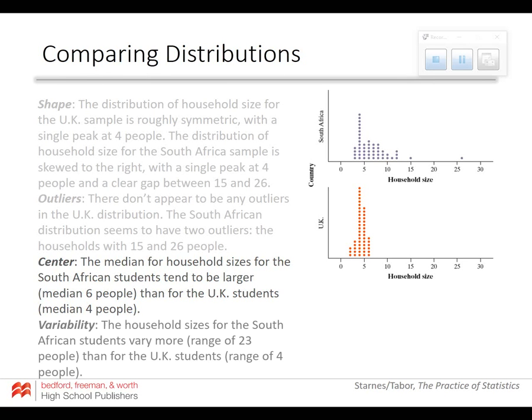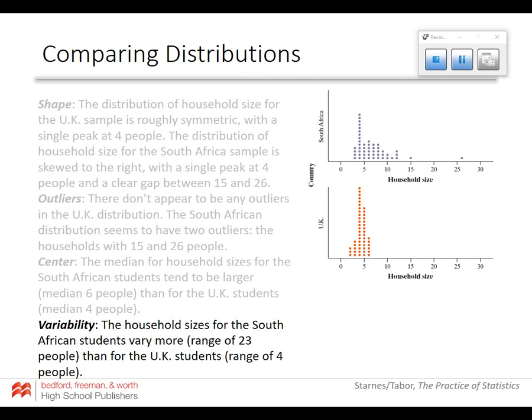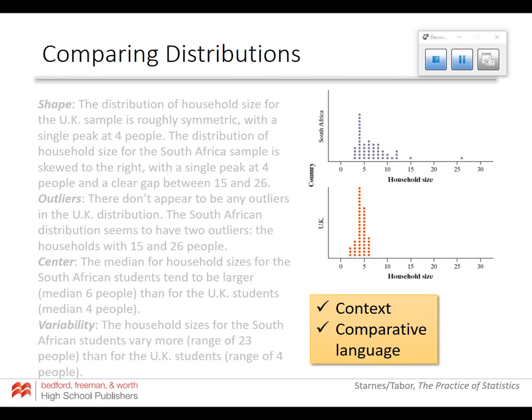Okay? And once again, they're more wordy and they actually give the range. But you can literally say household sizes for South Africa vary more or have a larger range than that for the UK. Does that make sense? It's actually kind of simple. You just have to have comparison language, have to have context. Oh, and you need to be right. You need to be making the right comparison. All right, so notice that we have context and we have comparative language all the way through.